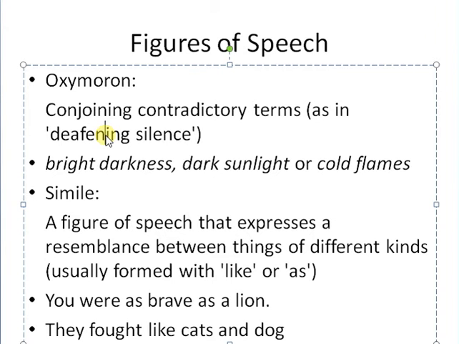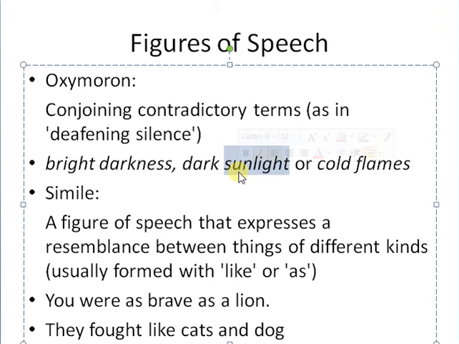Now bright is the presence of light, and darkness is the absence of light. So these are opposite, and the poet has combined these words. So this we call oxymoron. Dark sunlight. Now you all know that sunlight could not be dark. Sunlight is the brightest thing on the face of this earth, so it cannot be dark. Or cold flames. You all know that flames are not cold. Flames are very hot. They have a burning effect, and cold is something very relieving, not hot. So this is also a kind of oxymoron.